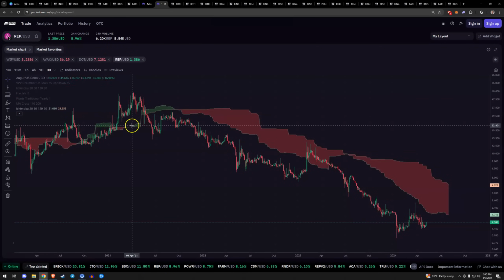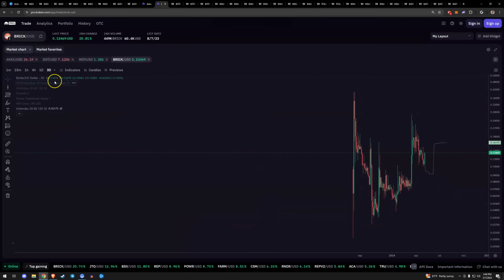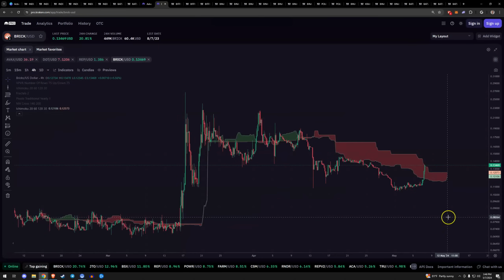There were a lot of people who get super excited about week to week moves, but that's not really what excites me. What excites me is expectations of bullish continuation, expectations of multi-month moves, right? I mean, this is REP. Instantly, the cloud is telling you this thing has not been a worthwhile trade over a long period of time. And then something like BRICK, you'd have to go way down on the timeframes to see what's going on.